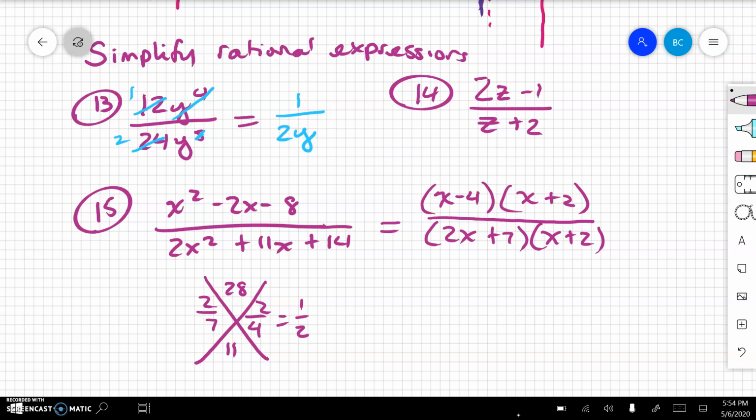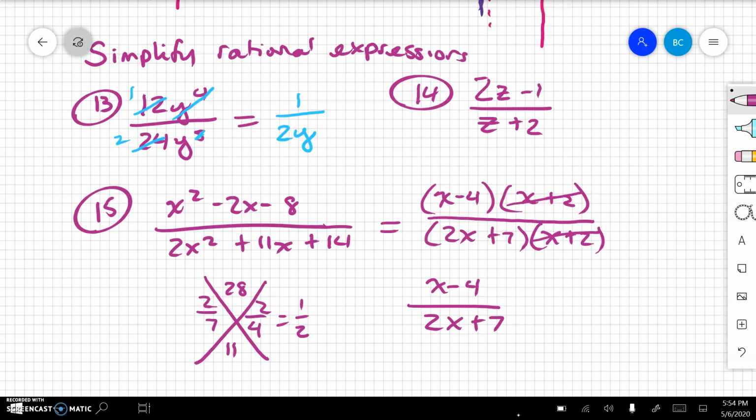So once I've factored both the numerator and the denominator, then I can start canceling. I can't just cancel this x and this x because those are terms within this binomial. But this whole thing is being multiplied by this whole thing, so this is a factor and this is a factor. Because they're factors, I can cancel them, so my final answer is going to be x minus 4 over 2x plus 7.